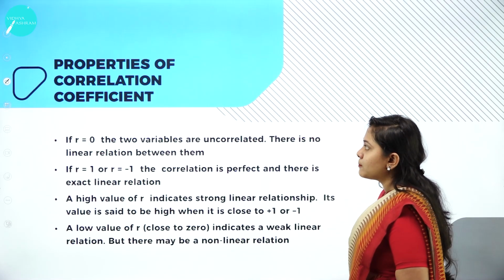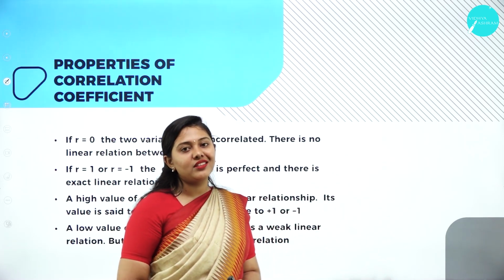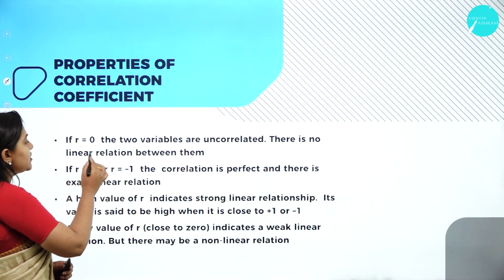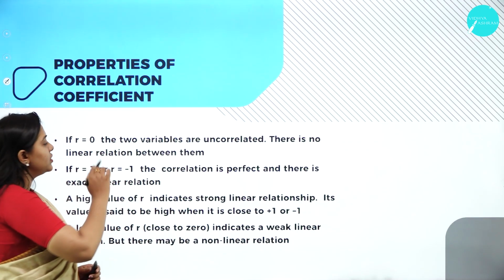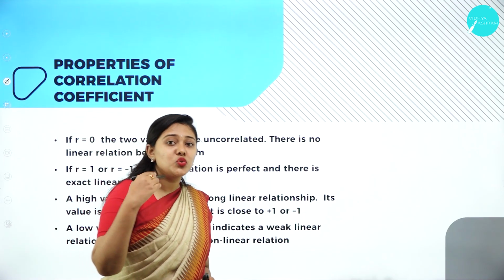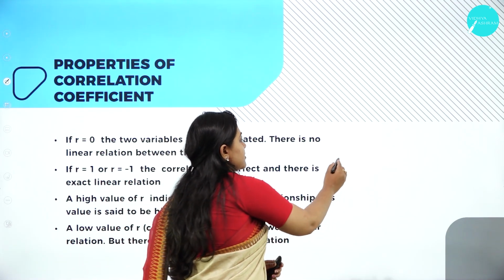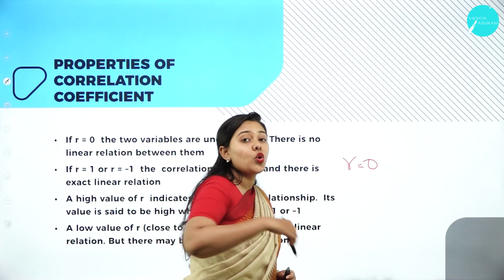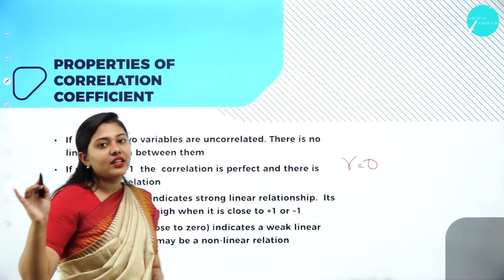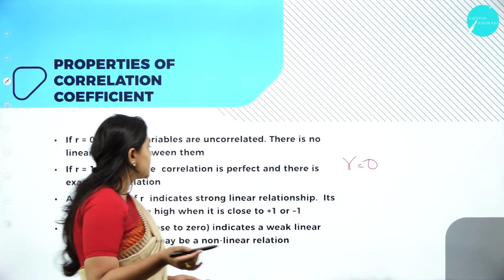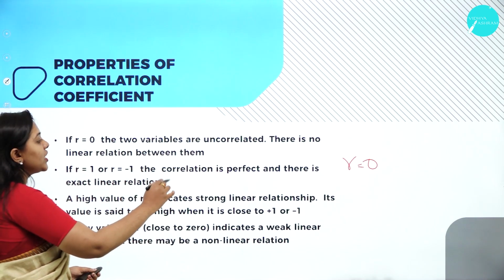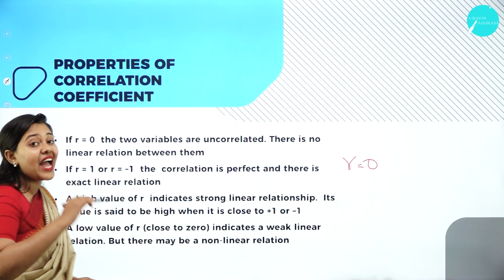Moving forward, let us understand more properties of the correlation coefficient. If r is equal to 0, then the two variables are uncorrelated. So there is no relationship at all. If r is equal to 0, there is no linear relationship between the variables. If r is 1 or r is equal to -1, the correlation is perfect and there is an exact relation.